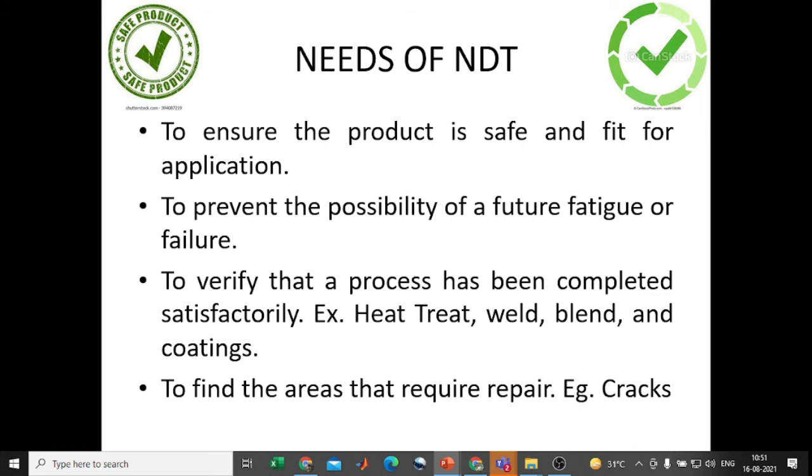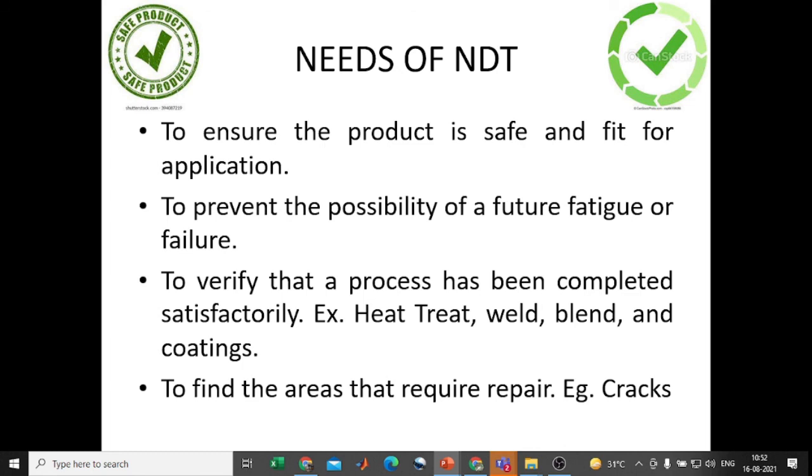In welding, there are online monitoring systems. A lot of online monitoring systems are available to identify the defect before failure occurs. So in a weldment, we can examine or evaluate the processes, and blends and coatings, and identify the defects during the process itself. And next, to find the areas that require repair, where we go to repair the materials.